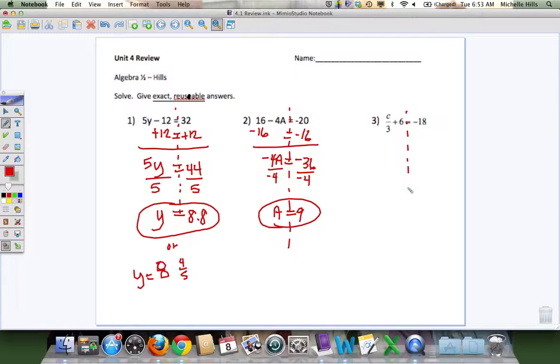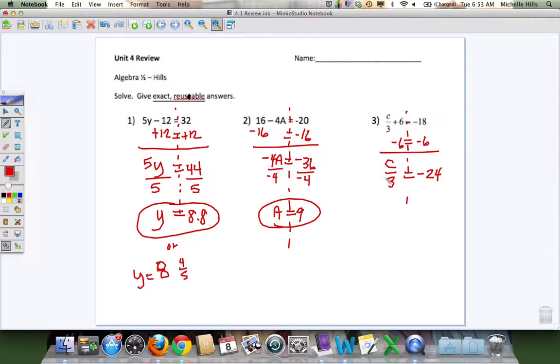Dash line down through the equal sign. Again, a constant on the right, so I'm going to move this constant of 6 over to the right. Since it's a plus 6, I would eliminate that by subtracting 6 from both sides. And I end up with c over 3 equals negative 24.